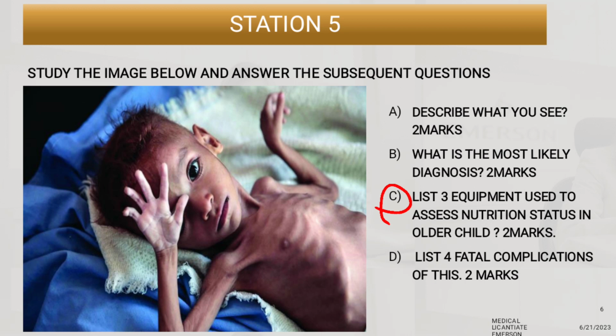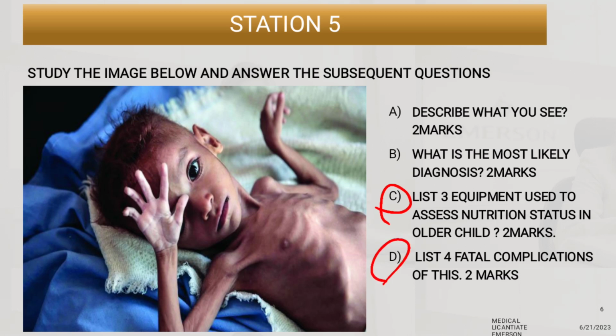Then the other thing you can use is the stadiometer if it's an infant, or if it's a stadiometer in older children. Since the question is asking for older children, it's a stadiometer. But if we are dealing with an infant, then it should be an infantometer. Then the other thing you can do is body weight measurement scale. So you can just measure the weight of the patient. Okay. Then we are done with C.